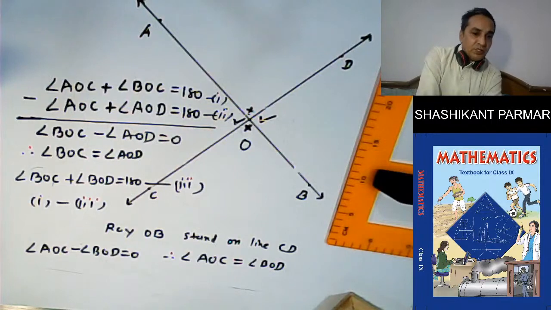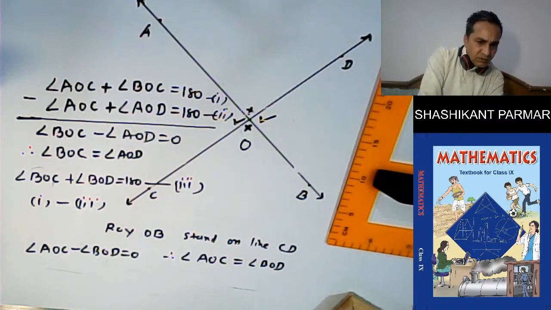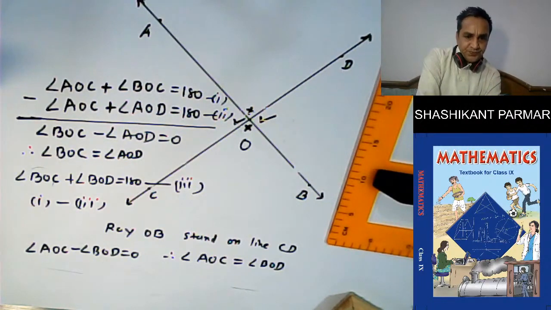So this is an important theorem. Write it in your notebook a couple of times, more than 3 times. Write this theorem in your notebook 2-3 times, so you can easily understand. It is important for exams and for your other chapters also.